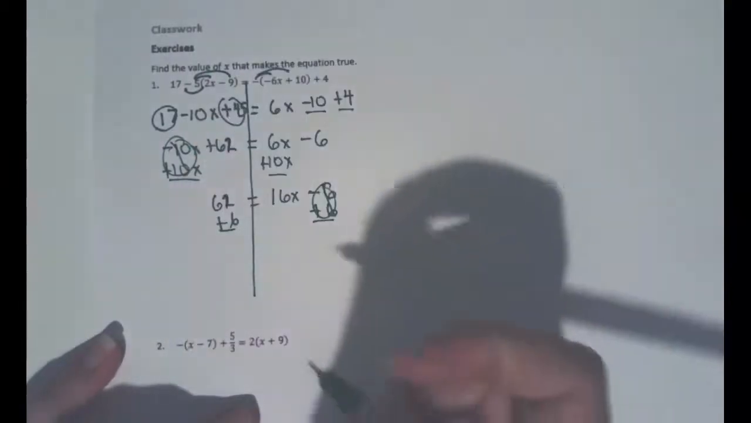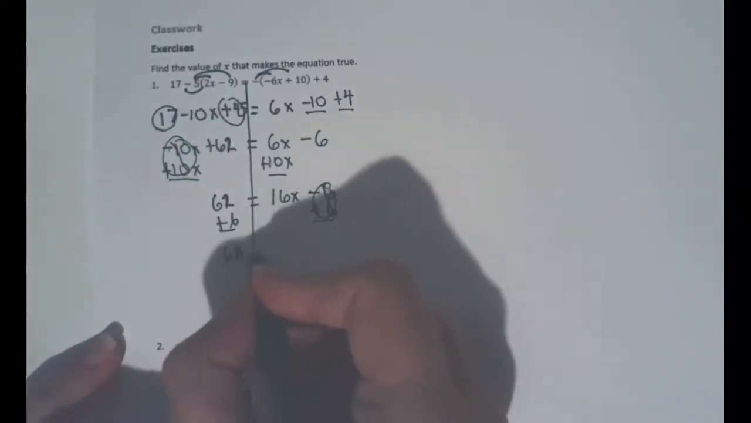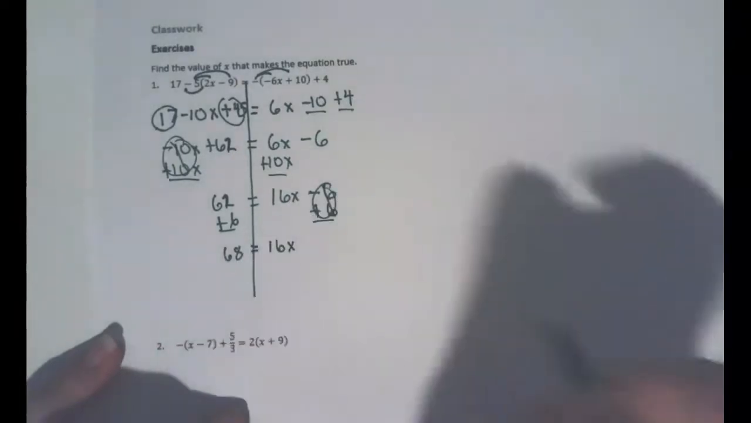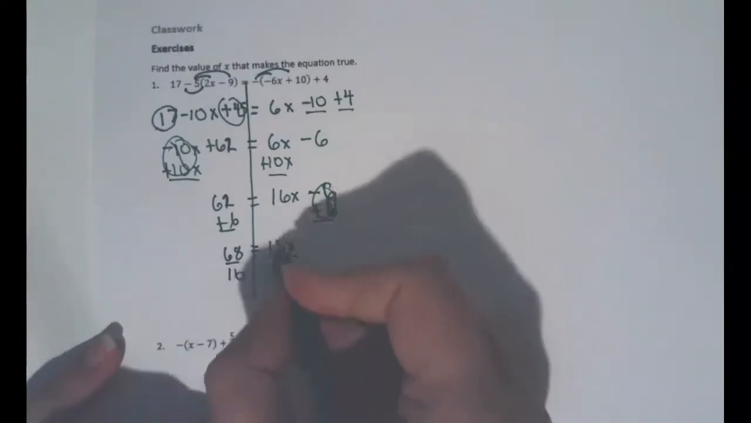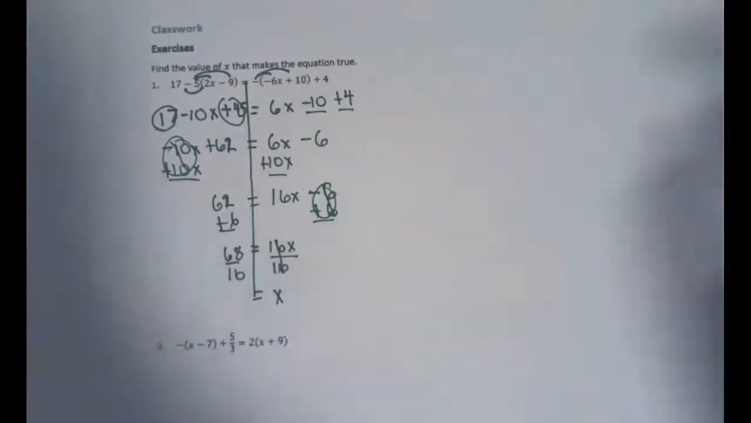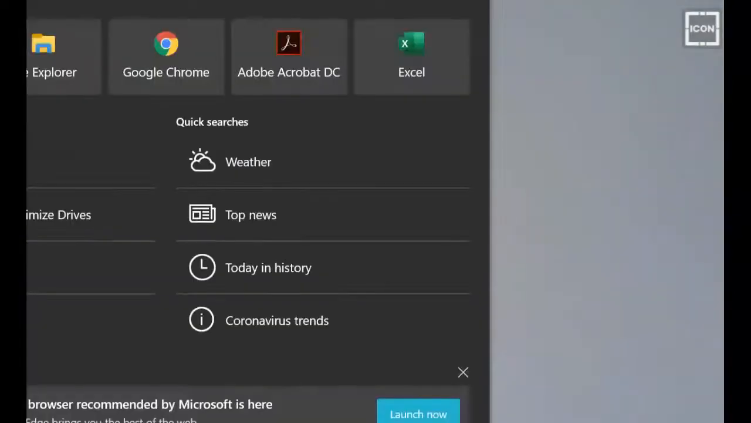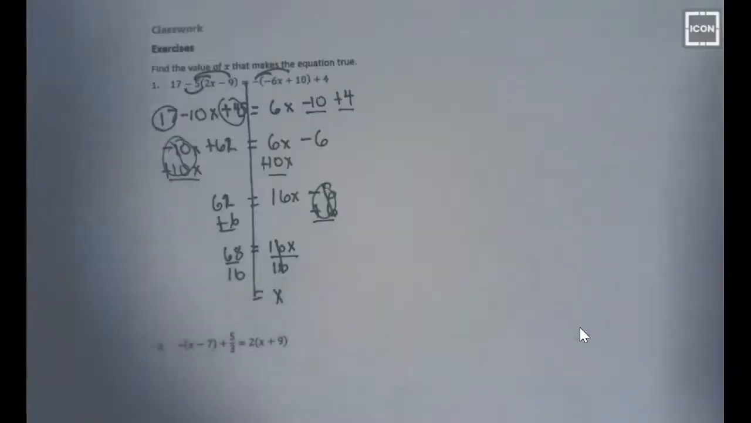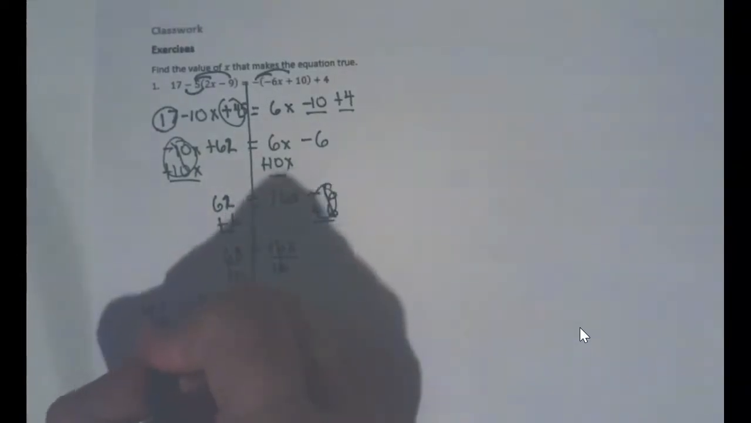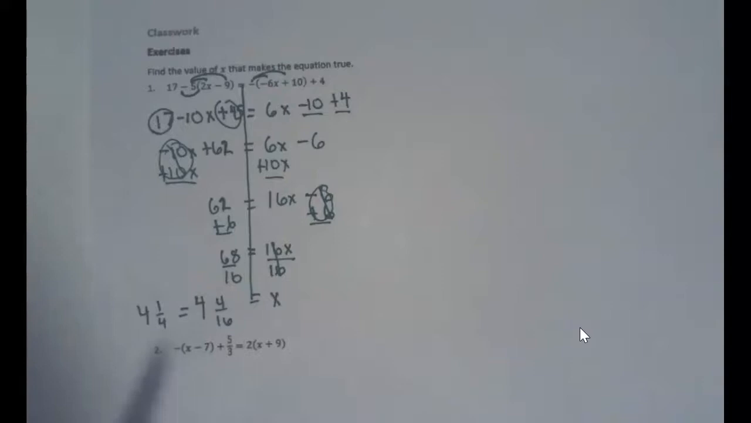See that I've made a mistake early on. That should have been 62 when I added those together. So that leaves me with 68 equals 16x. Now I'm going to divide each side by 16, and x is equal to 68 divided by 16. Pretty sure that's 4 with 4 left over out of 16. Actually, I know it is 4 with 4 left over out of 16, which is 4 1/4. So in this situation, x is equal to 4 1/4.